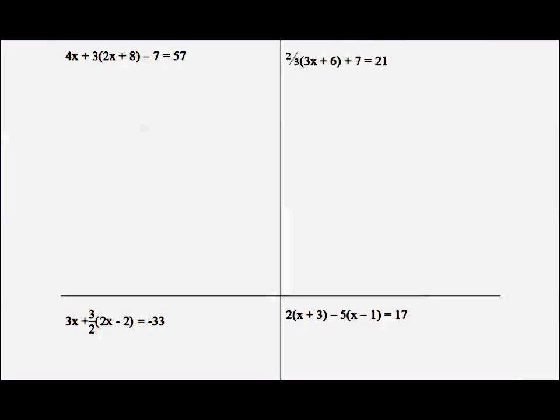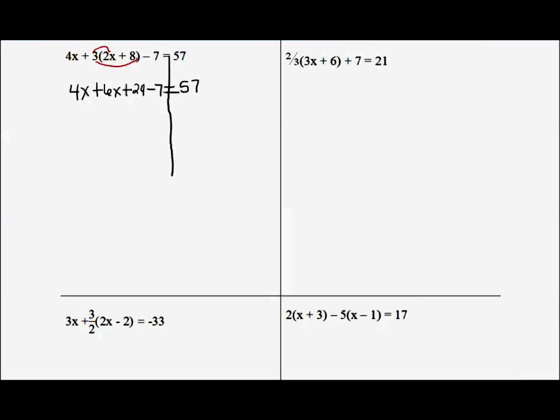Now it looks a little bit more involved, but I'm still doing the same thing. I look at the left side of my equal sign, the left side of my equation, and I see that I can combine some like terms and I need to use the distributive property. So first I have to distribute. I'm going to rewrite what I have left. So that gives me 4x. 3 times 2x is 6x, so plus 6x. And 3 times 8 gives me 24, so plus 24. And then minus 7. And I'll bring down my equal sign.